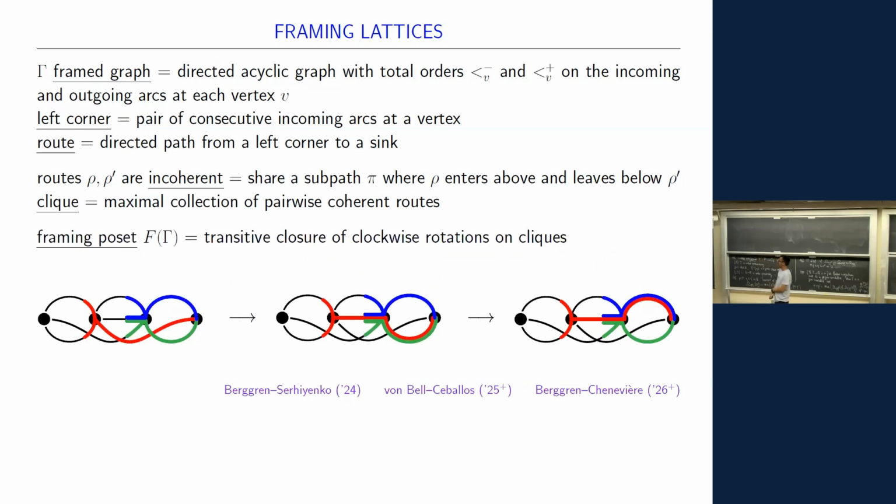Okay, and you have a way to orient, or to put a poset structure on these cliques, which is the framing poset. It's the transitive closure of clockwise rotations on cliques. So how does it work? You start from a clique and you choose a root.